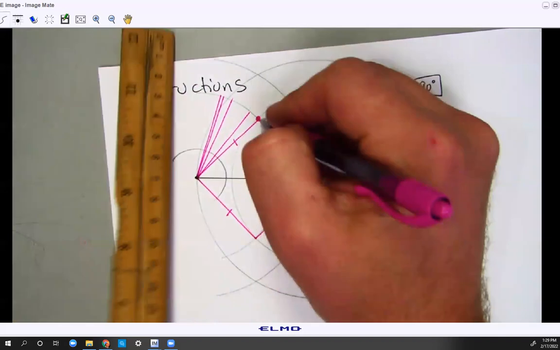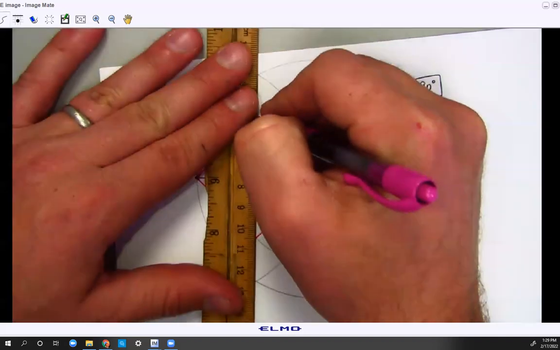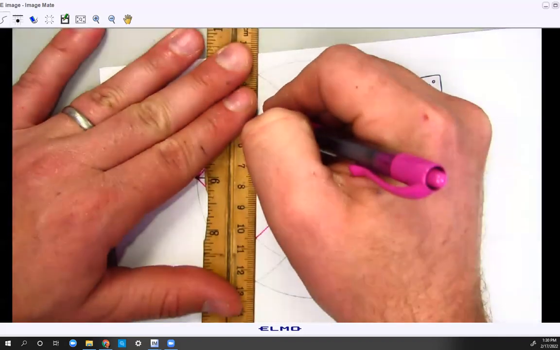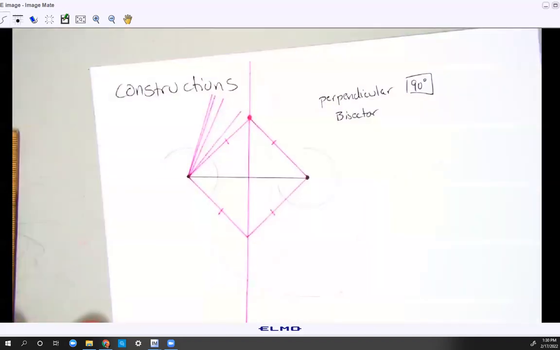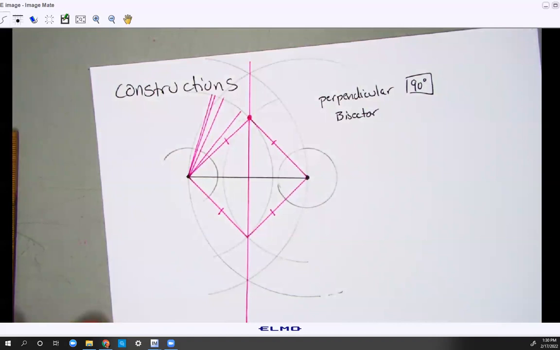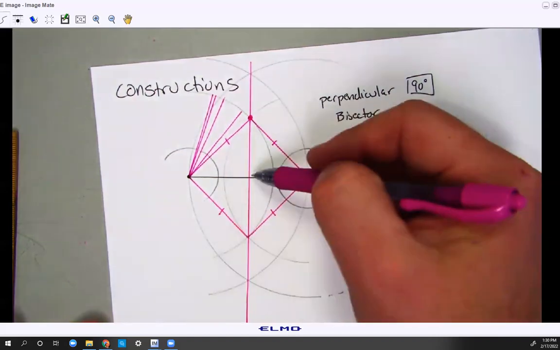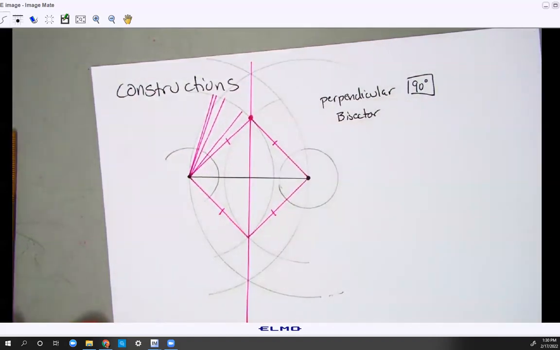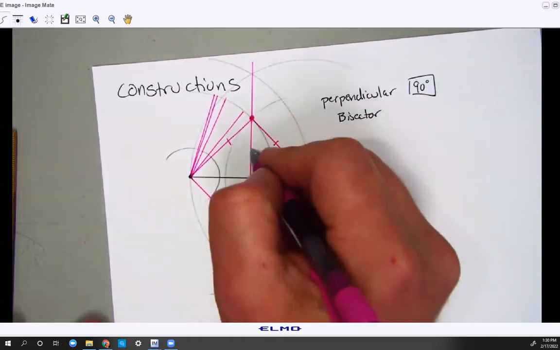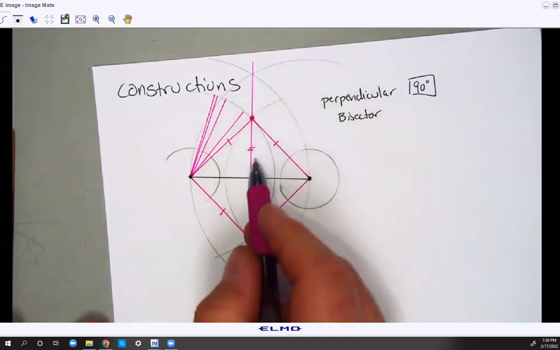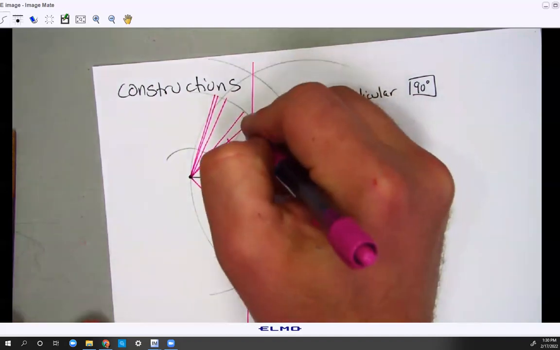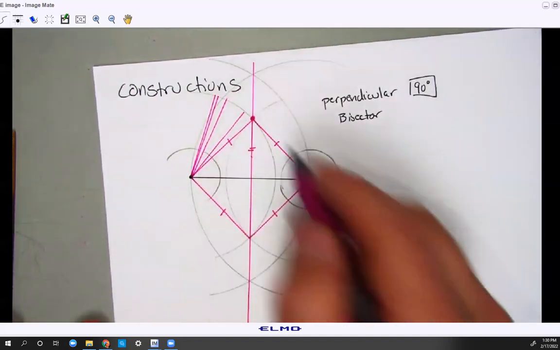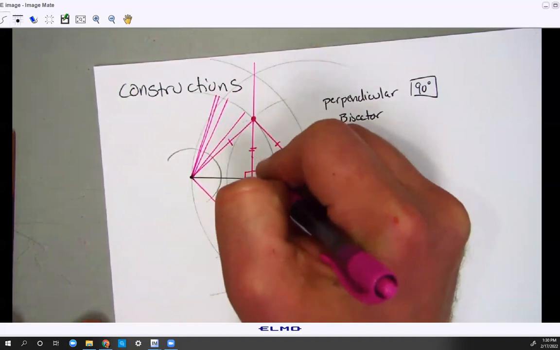And if we connect these vertices on our isosceles triangles, we get a perpendicular bisector. And that happens because, obviously, this line is equal to itself. This angle is 90 degrees right here.